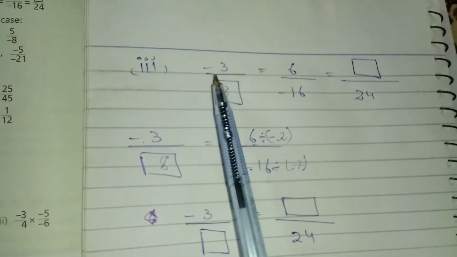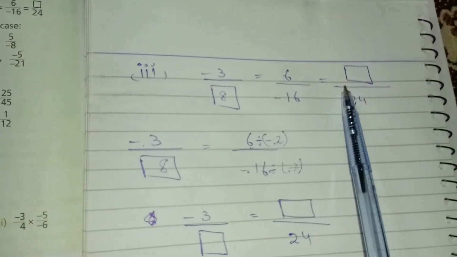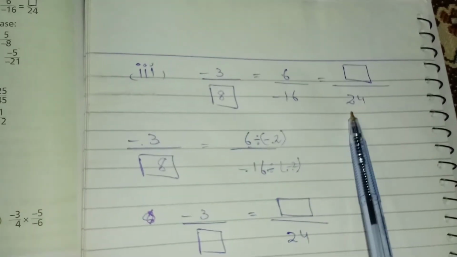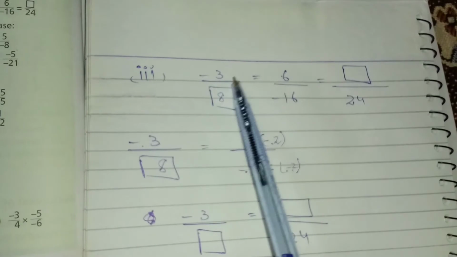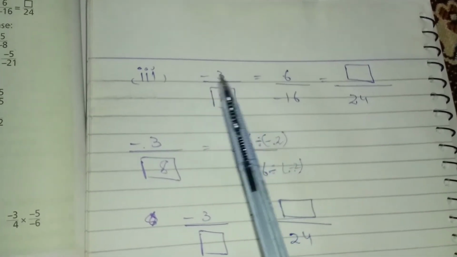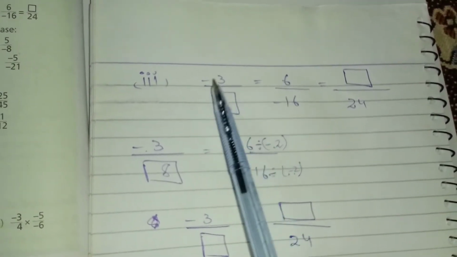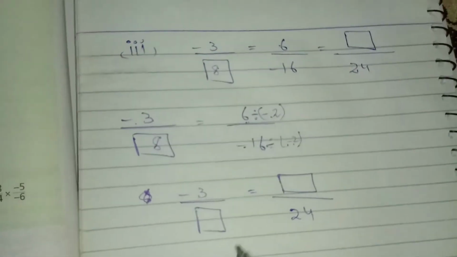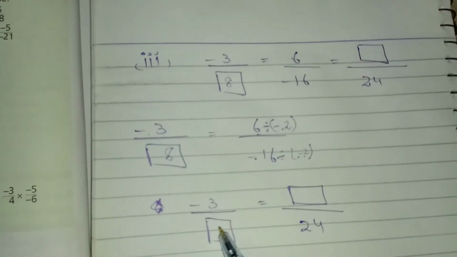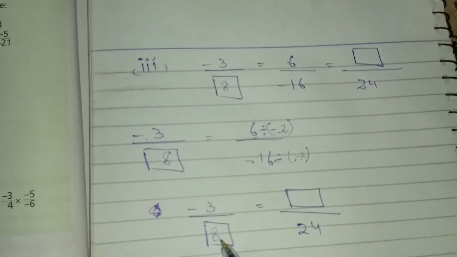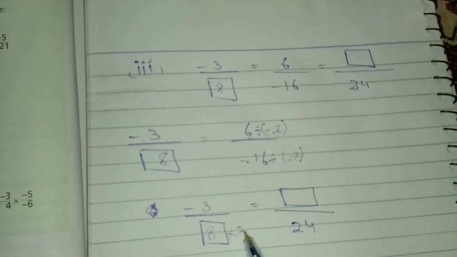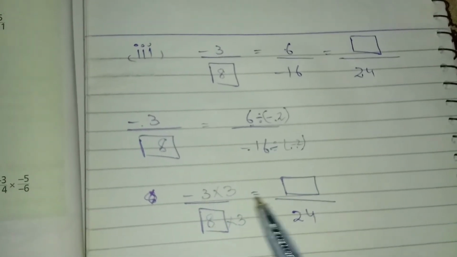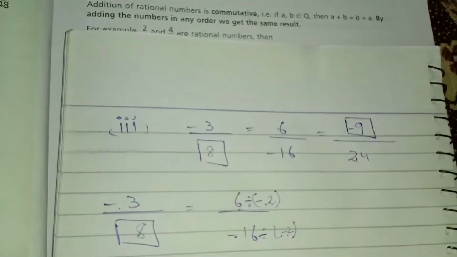Now we have to convert minus 3 into the box and 8 converted into 24. So 8 3s are 24. So we have to multiply by 3 in the numerator and in the denominator. So when we multiply it by 3, the answer is minus 9. So minus 3 is replaced with minus 9. So this is 8 and 8 3s are 24. So minus 9 over 24. So this box is replaced by minus 9.